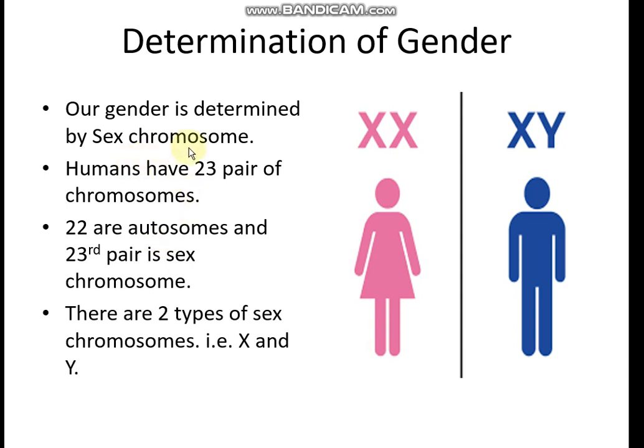Here you need to understand that there are two types of chromosomes. There are 22 autosomes and the 23rd is the sex chromosome. Humans have 46 chromosomes, which exist in the form of 23 pairs. Out of these 23 pairs, 22 are autosomes and the 23rd pair is the sex chromosome. And there are two types of sex chromosome, one is X and the other one is Y.